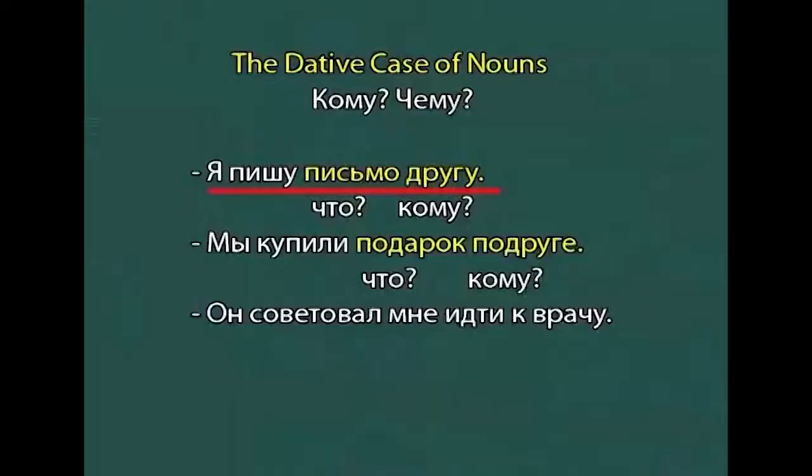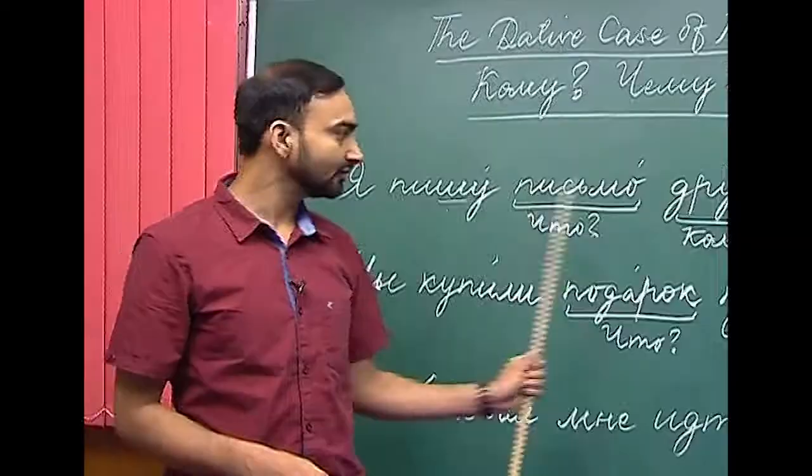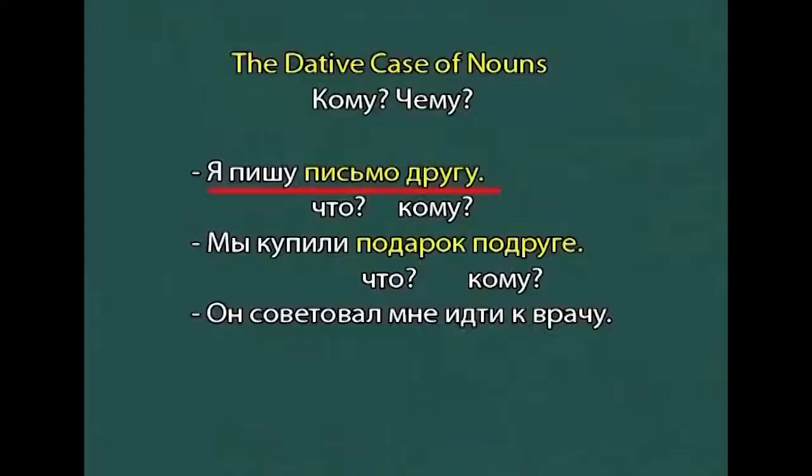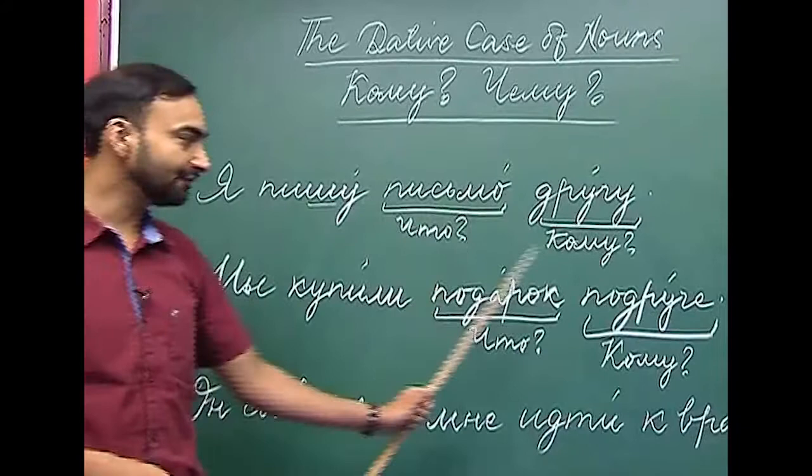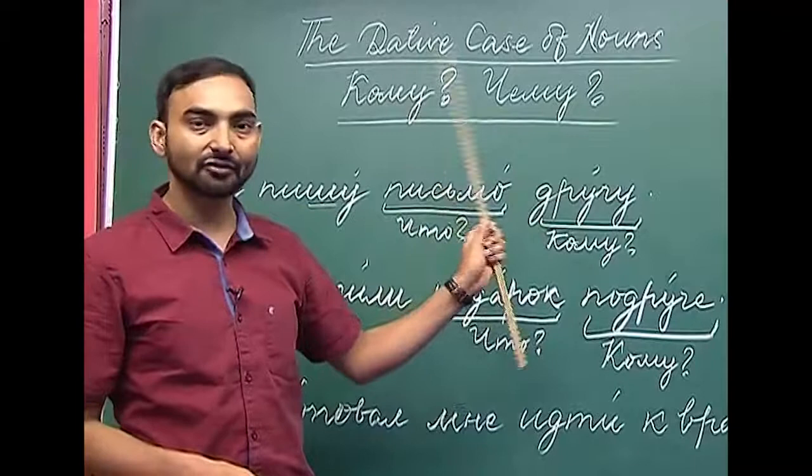They are also defined as the recipient of the direct objects. For example, ya pishu pismo. So this pismo, druk is the recipient of pismo. The same way, padruga is the recipient of padarak. So that is how the indirect objects are also defined.